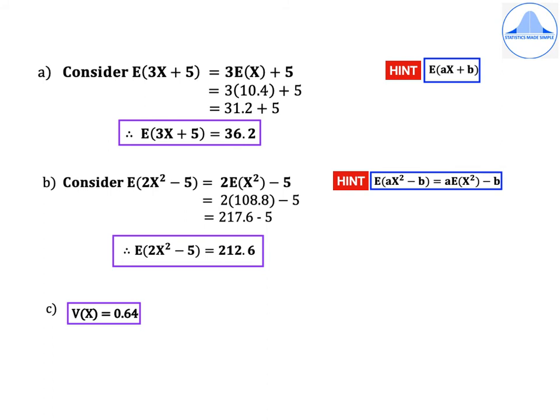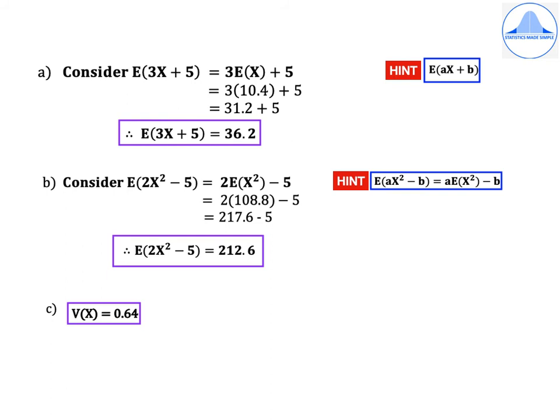I will now find out whatever is asked in the problem. For the first subdivision, consider E of 3x plus 5. I have given the hint on the right hand side of the slide. We know the formula E of ax plus b is a E of x plus b. Applying that result here, we get 3 into E of x plus 5. Now substitute for E of x: 3 into 10.4 plus 5, which is equal to 31.2 plus 5. Therefore, E of 3x plus 5 is equal to 36.2.